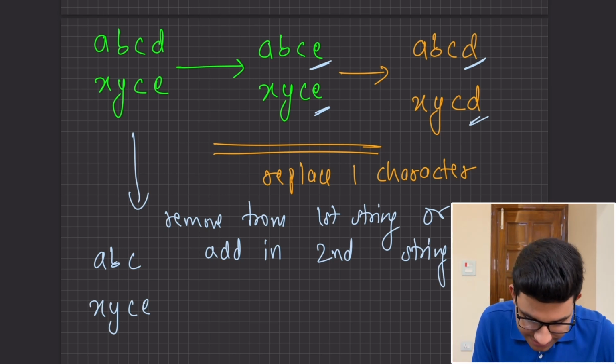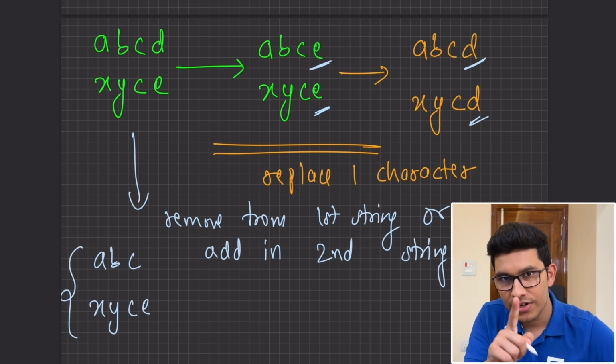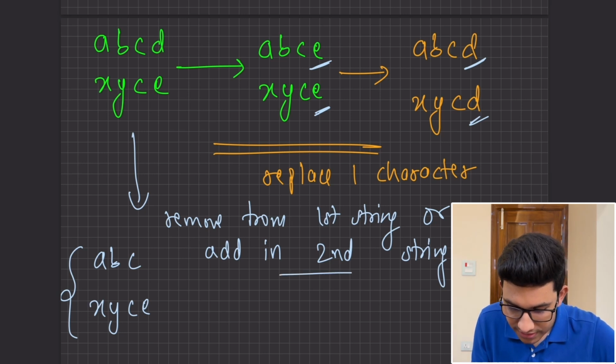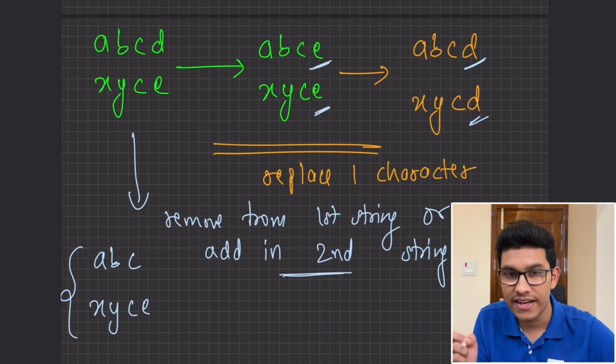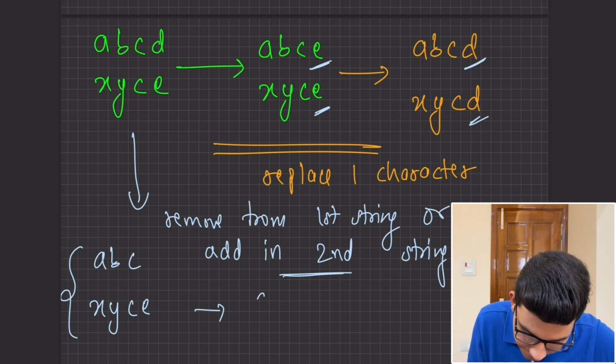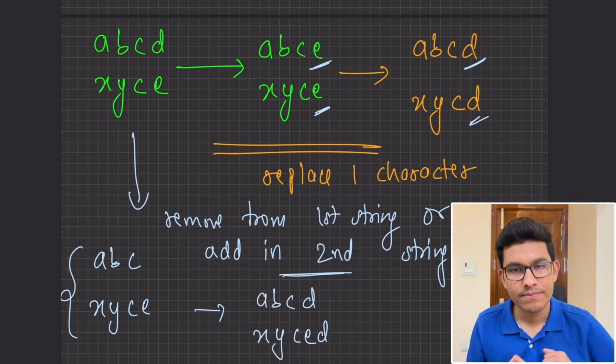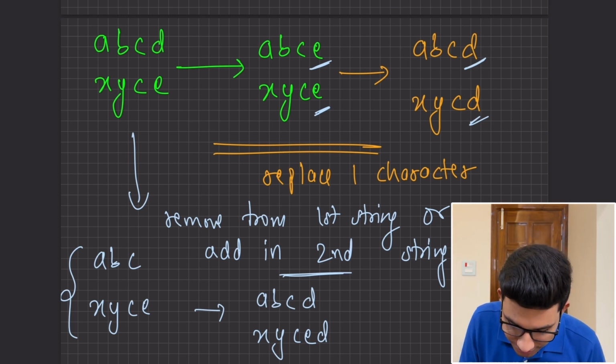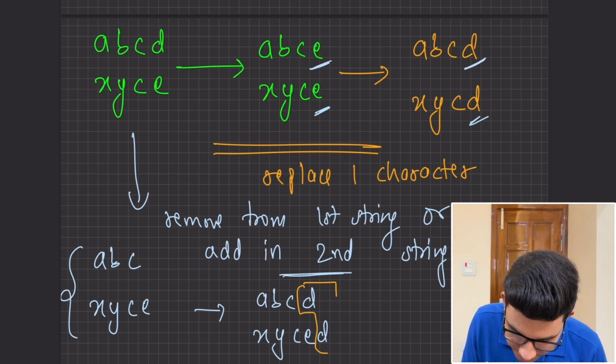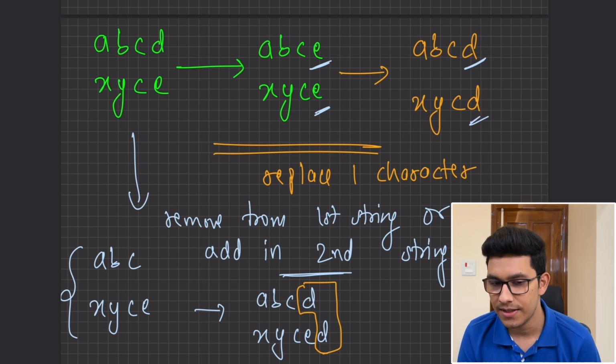Because see, in this case, you removed character D from the first string. In the second case, where we are saying, okay, add the same character in the second string, this would have resulted in A, B, C, D and X, Y, C, E, D. Yes. Now look at the last two characters here. They're both matching. So can I say I can discard them? Yes, I can discard them.